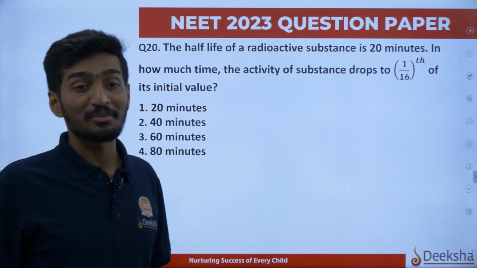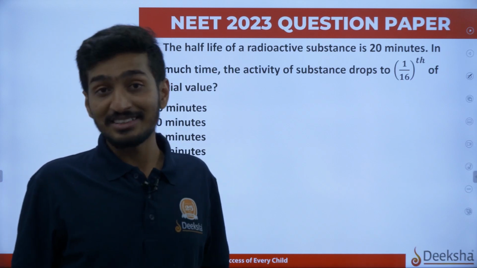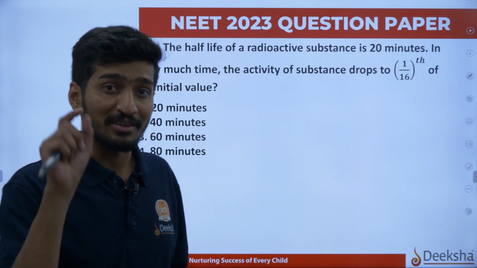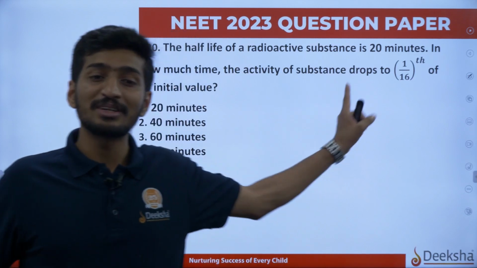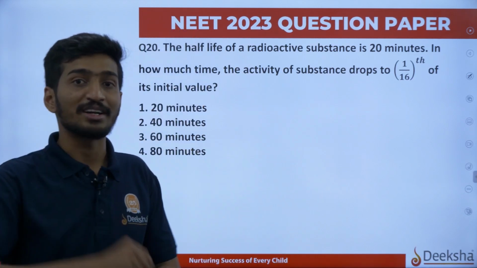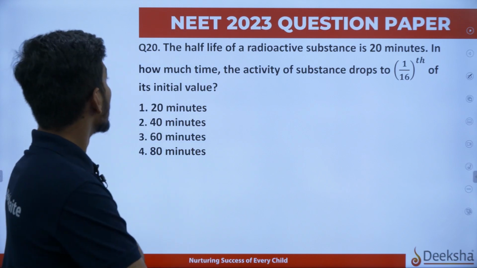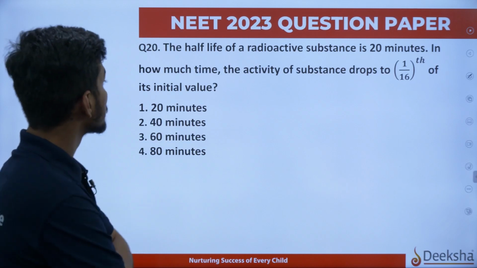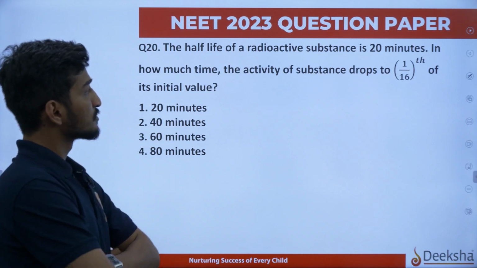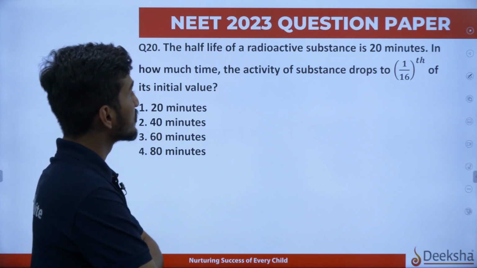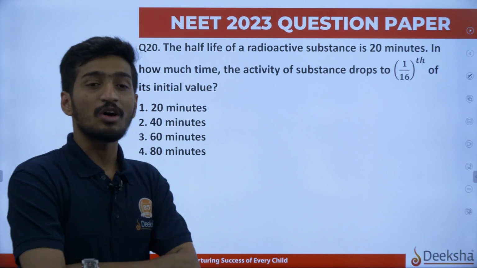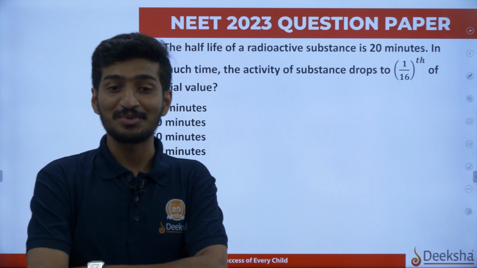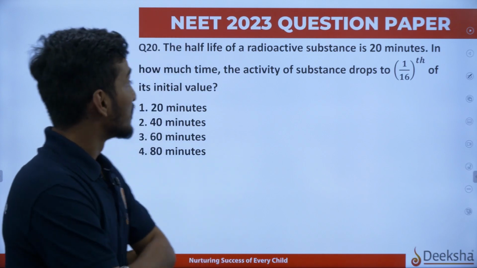Alright, a simple question from radioactivity. You might be thinking this is a complicated question. Some of you find this difficult, I know this. But don't worry about it. Let's see how we can solve this question without even touching the board. Alright, read the question with me. Let's go. The half-life of a radioactive substance is 20 minutes. In how much time does the substance's activity drop to 1/16th of its initial level? Like I said, we can do this without touching the board. Let's see how we do it.